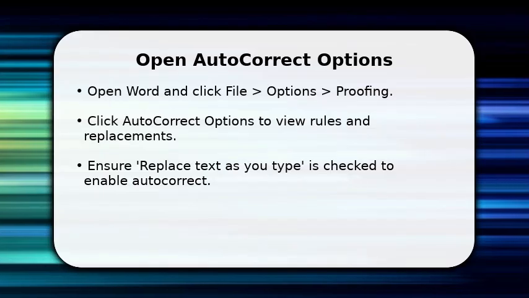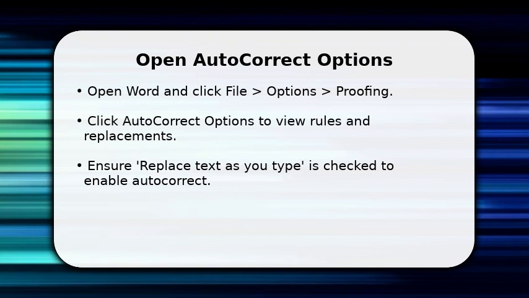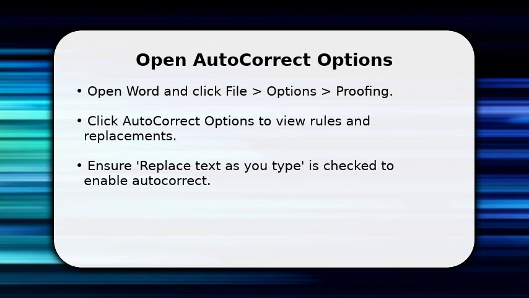You start inside Word, open File, choose Options, then Proofing to reach AutoCorrect quickly. Once there, click AutoCorrect Options so you can see existing entries and the key checkbox, Replace text as you type. Make sure that box is enabled, otherwise none of this will work.